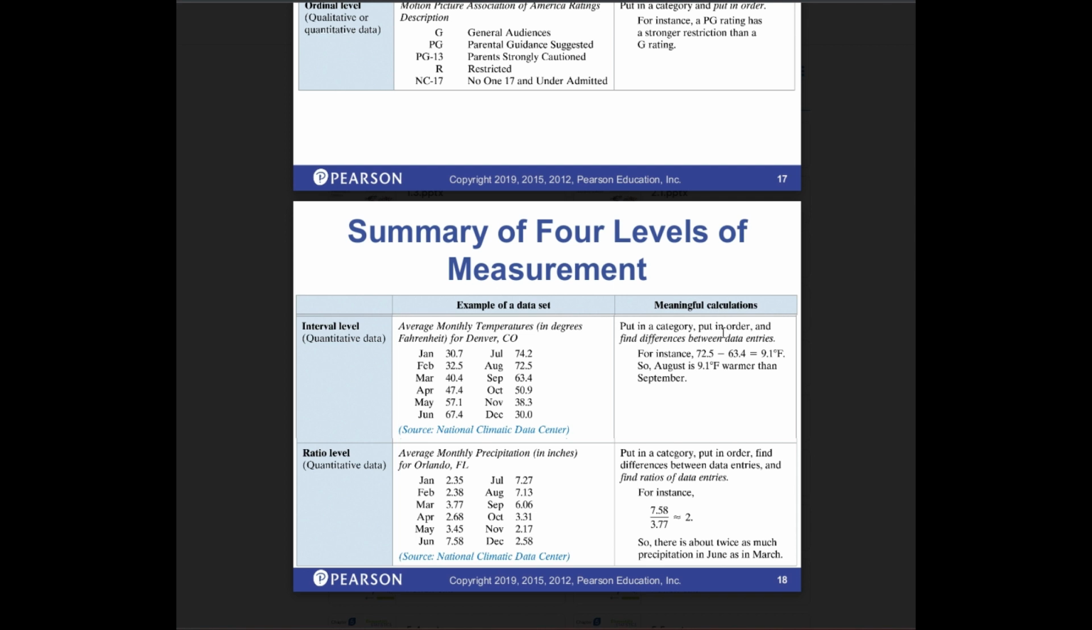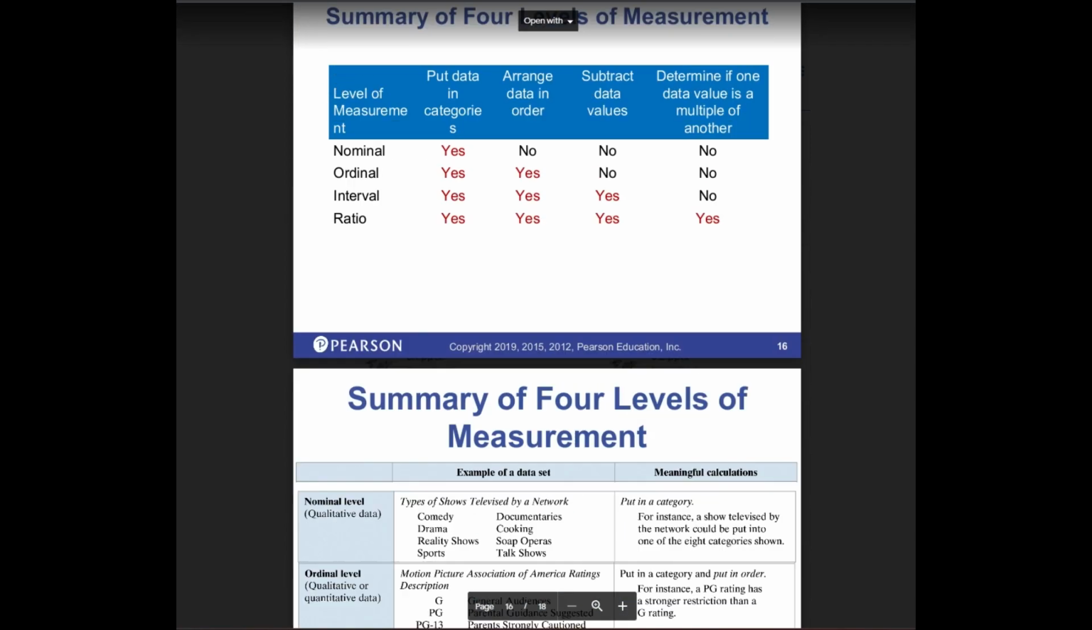And then for the ratio level, it lists the precipitation in Orlando, Florida. And then you can put it in a category, put it in order, find differences between data entries, and find ratios of data entries. So for example, 7.58, which was June, divided by 3.77, which was March, equals around 2. And so there's about twice as much precipitation in June as in March. And this concludes this lesson.